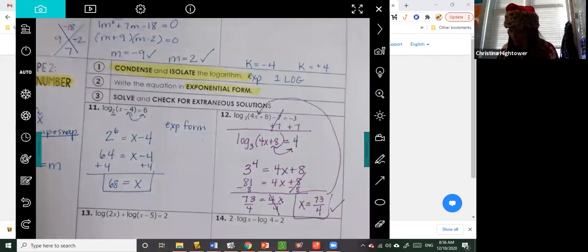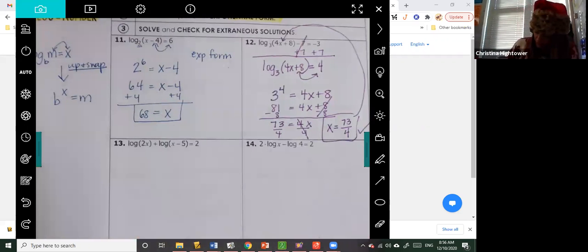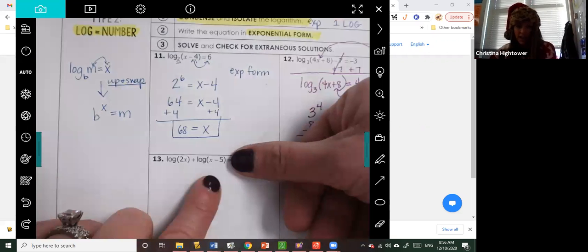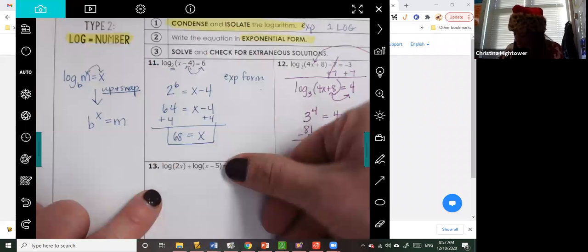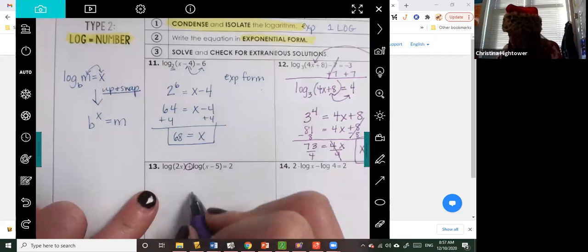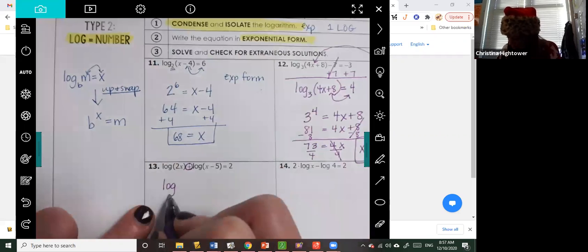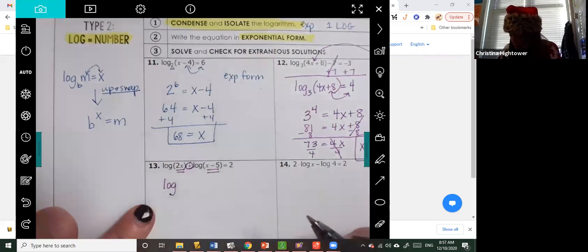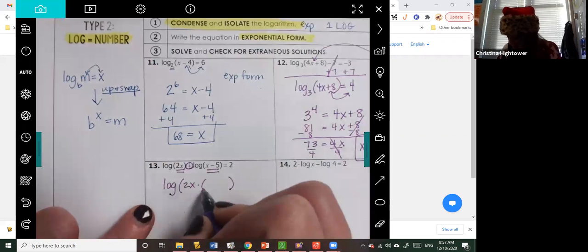All right, number 13. Let's look at number 13 and see how we go about number 13. Okay. All right, so no exponents out front, but I have 2 logs and I have to condense it to a single logarithm. So this addition sign right there will become multiplication. So you rewrite the log one time and you're going to multiply 2x times x minus 5. Do your parentheses and 2x times x minus 5.